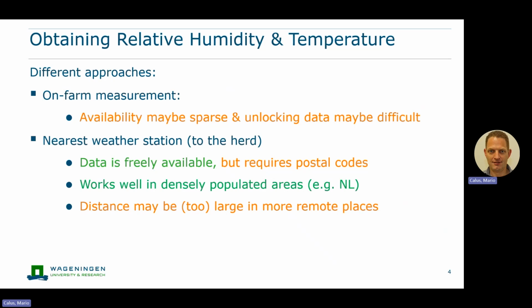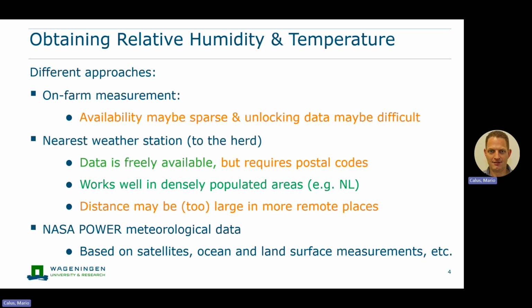Nearest weather stations work relatively well in densely populated areas such as the Netherlands or Northwestern Europe. But the distance may be too large in more remote places. That's where people have started to use meteorological data from NASA Power, which is derived from satellites, but also includes different types of measurements to try to predict temperature at a given moment in time and in a specific place.